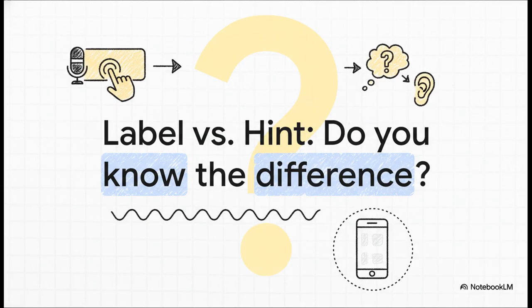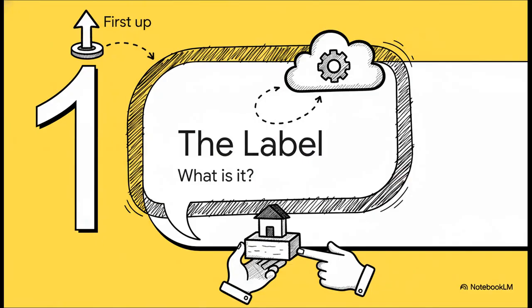Accessibility label versus accessibility hint. Do you really know the difference? I mean, really? Because getting this right, well, that's the secret sauce for a truly great experience for anyone using tech like VoiceOver. Okay, first up, the accessibility label. Think of this as the bedrock, you know? It's the absolute starting point for any element on the screen. It is the very first thing a user is going to hear.